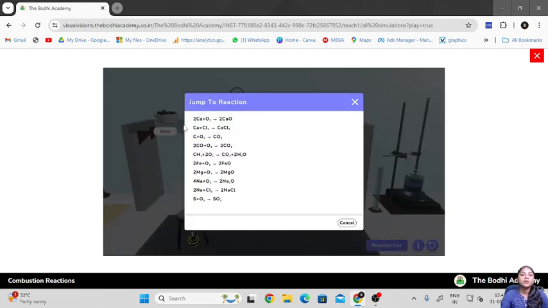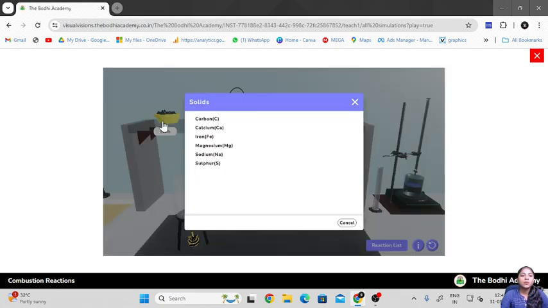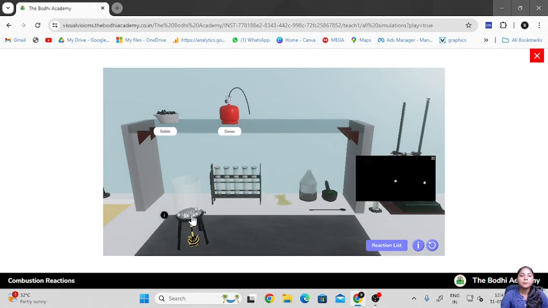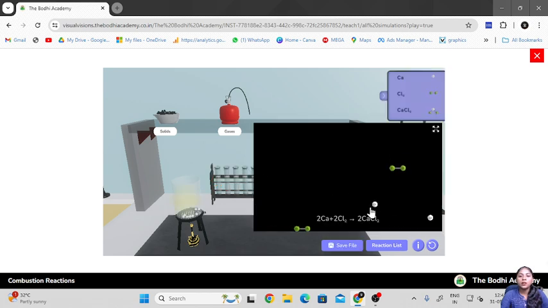Then second we have calcium plus chlorine, which will give us calcium chloride. Let us do this reaction. So first we have calcium again. Suppose we take 2 moles of calcium, then we will take chlorine. So this also will take 2 moles of chlorine. Now here the white atoms are the calcium and these are the chlorine molecules.